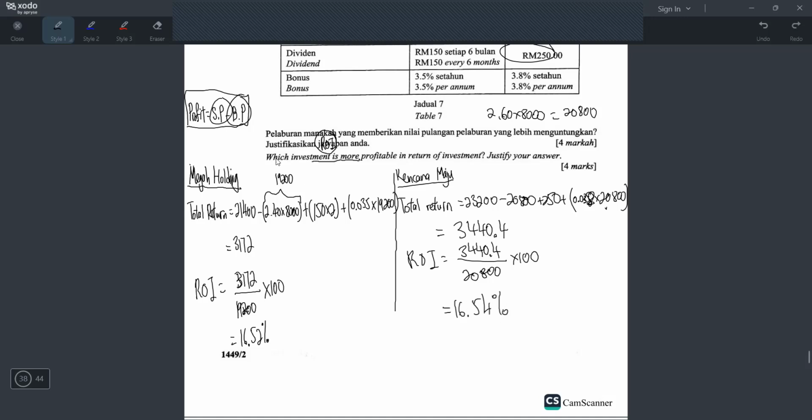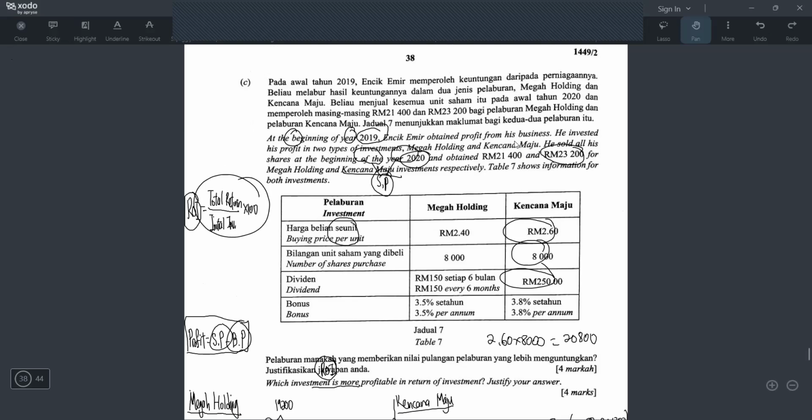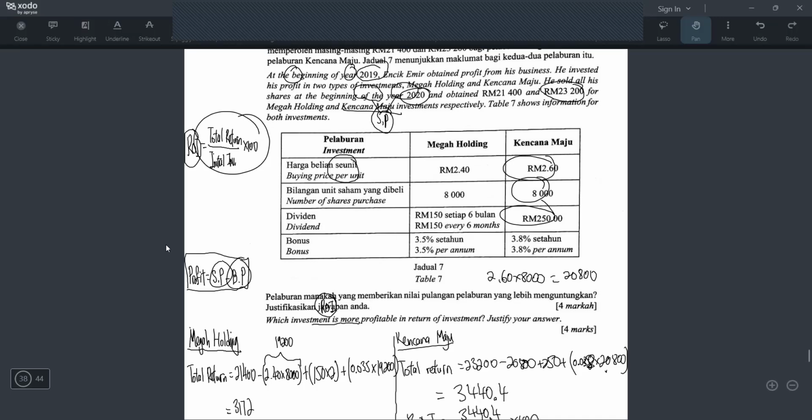So now we can answer which investment is more profitable in return on investment. So which kind of investment? Kencana Maju. Wait, how did I say it just now? He invested in two types of investment, right? So his investment in Kencana Maju is more profitable. Yeah, we can write like that.